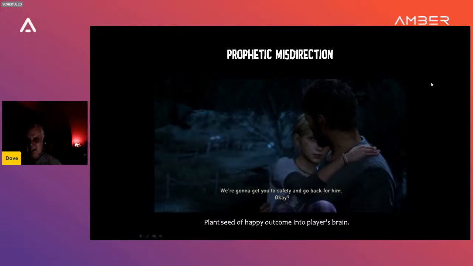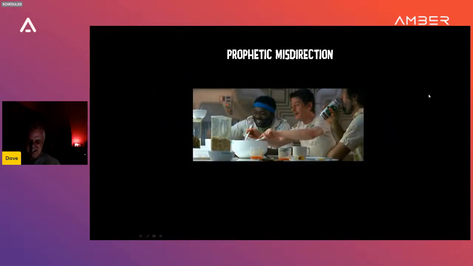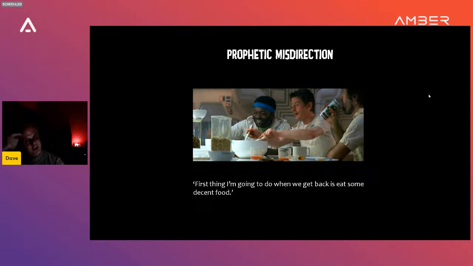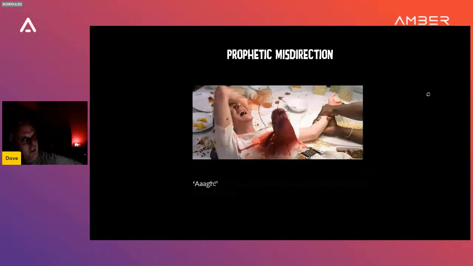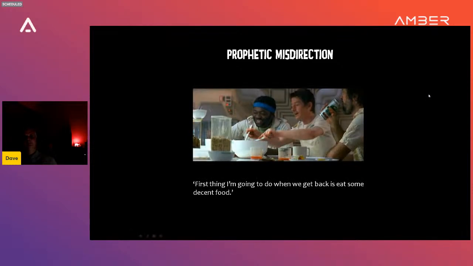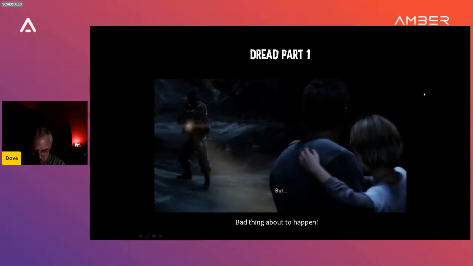Really subtle moment. Maybe you never noticed it in the old classic Alien. There's Kane: "First thing I'm going to do when we get back is eat some decent food." Oh, good, he's going to get back. Everything's going to be fine. Maybe not. Really subtle, really well done. And now we've got this contrast. He's made a promise to Sarah, everything's going to be fine. He's made a promise to us, everything's going to be fine.